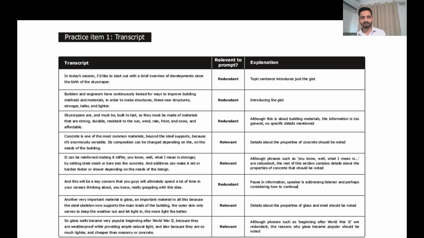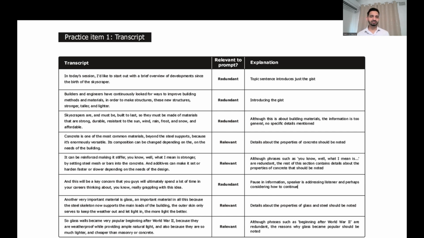So let's look at this information bit by bit. The first sentence says, in today's session, I'd like to start out with a brief overview of developments since the birth of the skyscraper. Is this relevant? Because we're looking for material, and we're looking for the connection between material and the construction of skyscrapers, that is not relevant for us. This is a topic sentence that introduces just the gist, okay? So we can ignore that information.